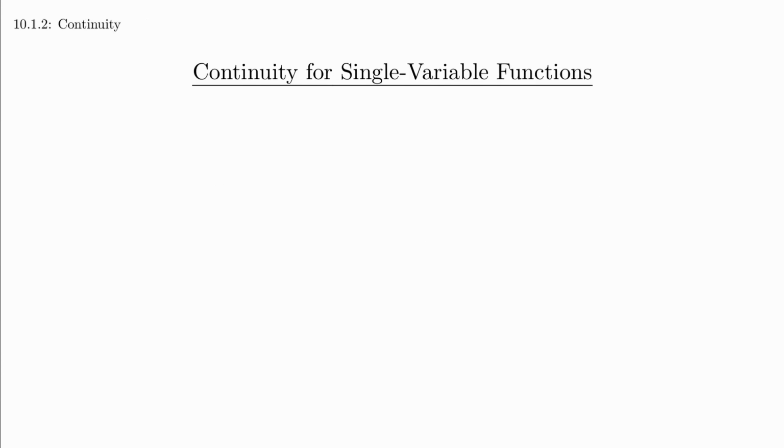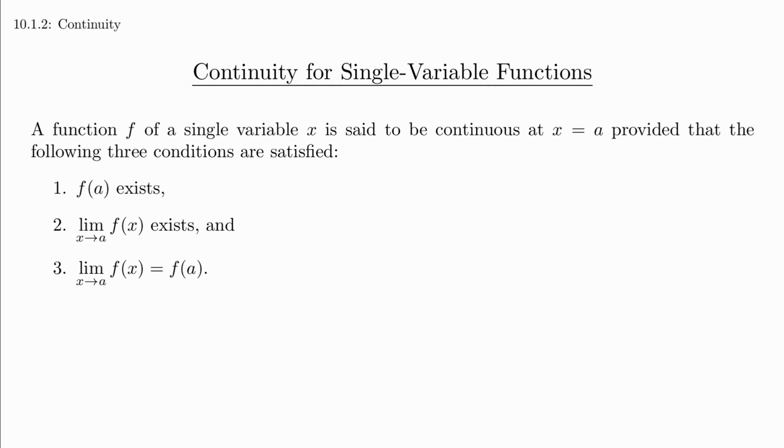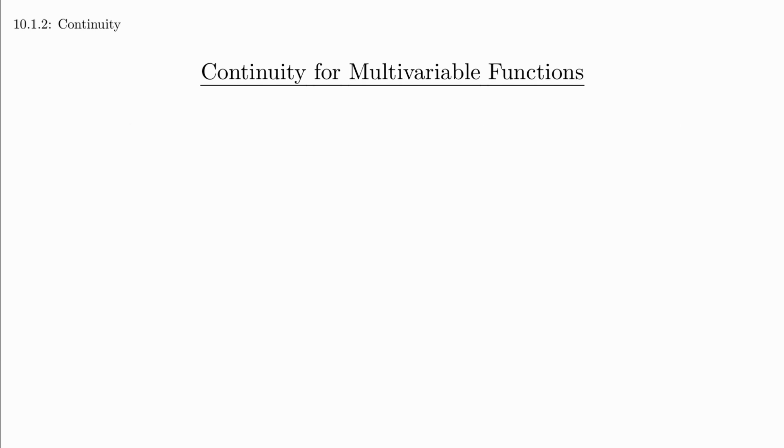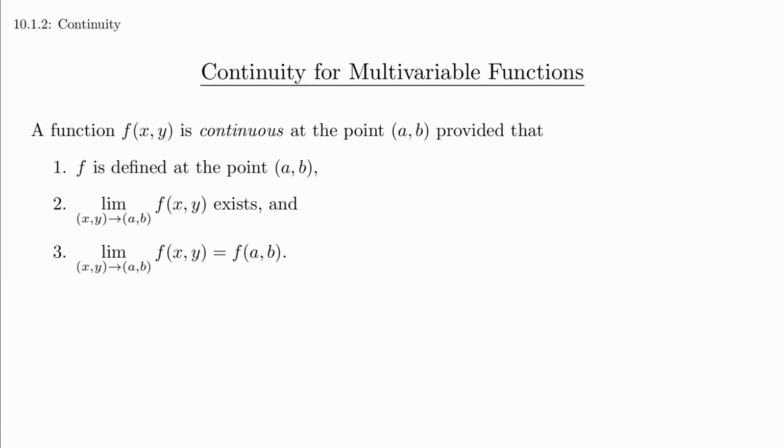Earlier, we brought up the idea of continuity. A function f of a single variable is continuous at a if it satisfies 3 properties. f of a exists, the limit of f as x approaches a exists, and these 2 values are the same. Looking back at the removable singularity from earlier, we see that it isn't continuous because it fails at the 3rd property. The limit as x approaches a is not the same value as the function at x equals a. Continuity for multivariable functions is defined in the same way. Definition. A function f is continuous at the point (a, b), provided that f is defined at (a, b), the limit of f as (x, y) approaches (a, b) exists, and the 2 values are the same.